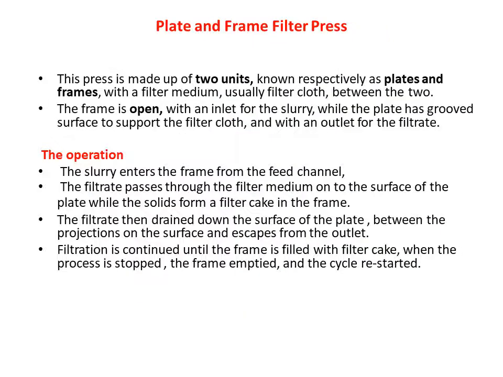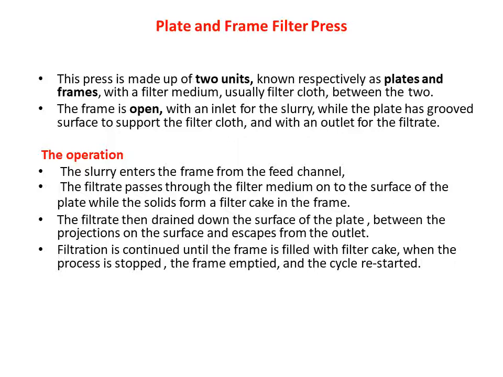Plate and frame filter press is made up of two units known respectively as plate and frames, with the filter medium, usually filter cloth, between the two. So filter cloth is fixed between plate and frame. The frame is open with an inlet for the slurry, while the plate has grooved surface to support the filter cloth and with outlet for the filtrate.